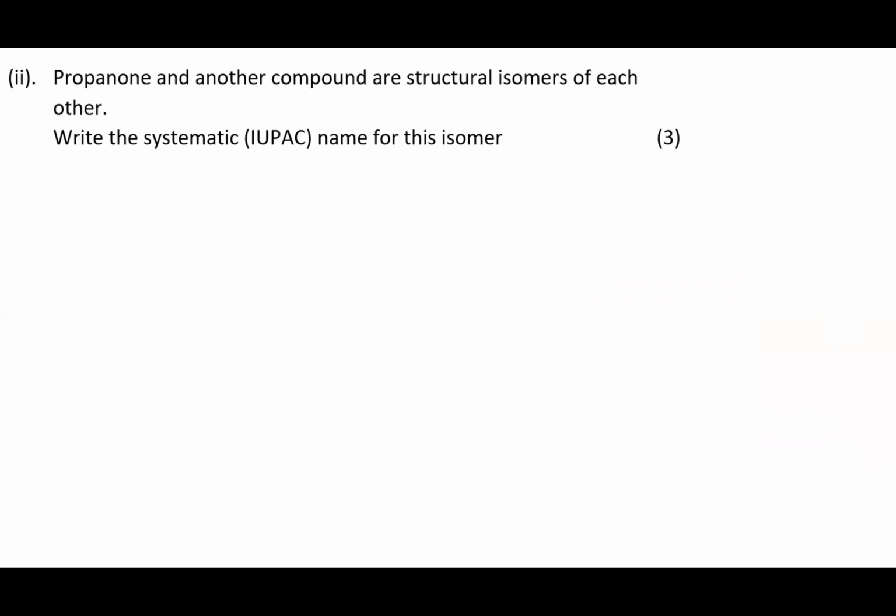Propanone and another compound are structural isomers of each other. Write the systematic name for this isomer. Propanal, 3 marks.